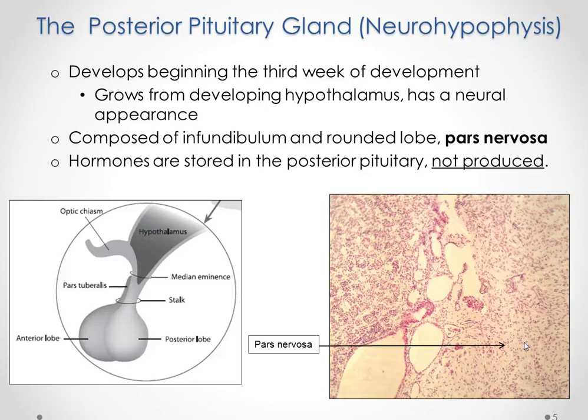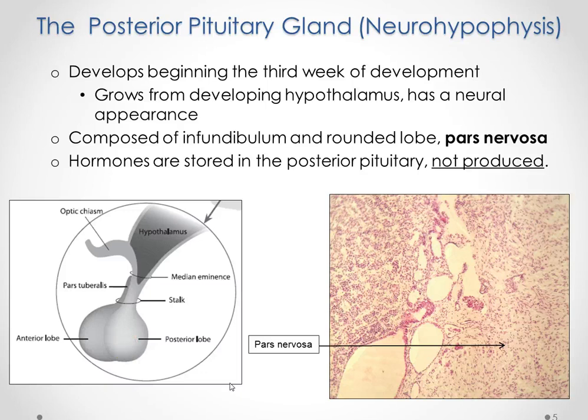Now that posterior pituitary gland is going to have 2 regions. It's going to have this inferior portion called the pars nervosa, and then it's going to have the infundibulum, which is that stalk. Those are the 2 areas that posterior pituitary gland is going to have.